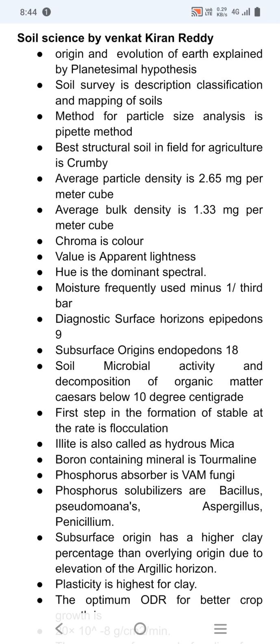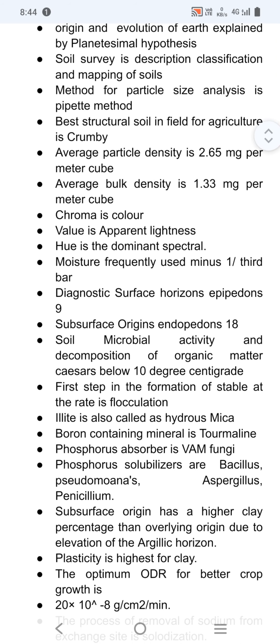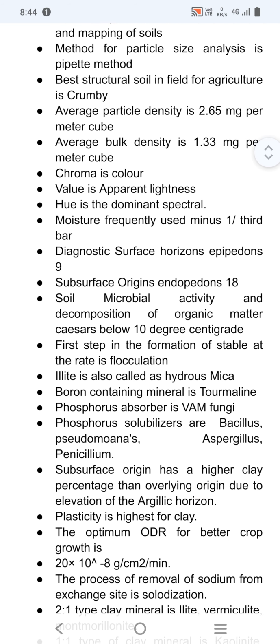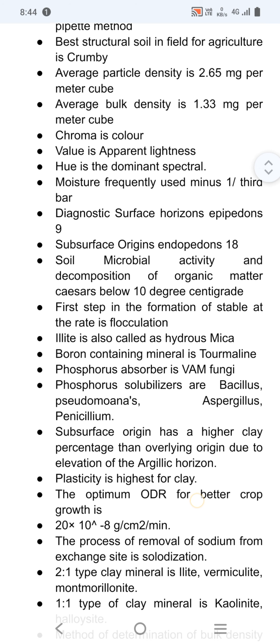mg per meter cube. Chroma is color, value is apparent lightness, hue is dominant spectral. Moisture frequently used is minus 1 by third bar. Diagnostic surface horizons, epipedons, are 9; subsurface horizons, endopedons, are 18. These bits are very basic and most important for ICAR, JRF, NET and all other competitive exams in agriculture soil science.